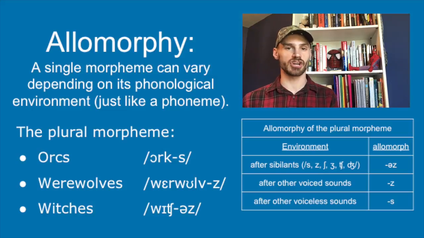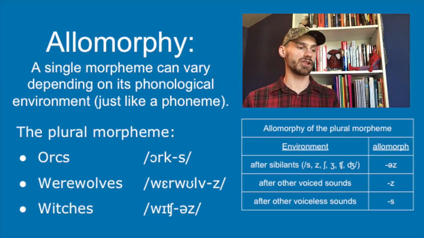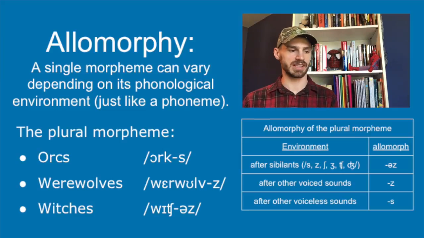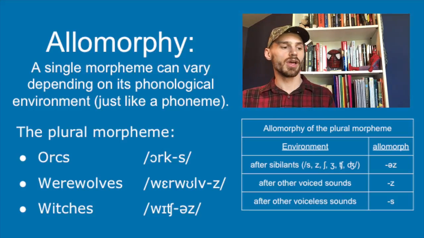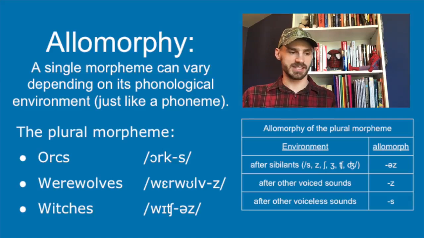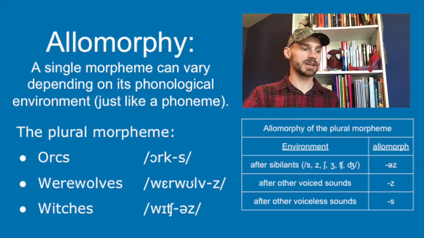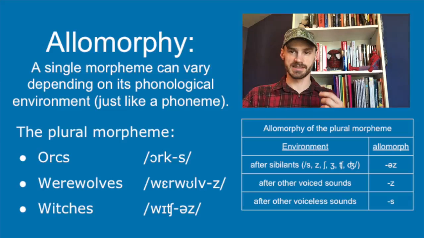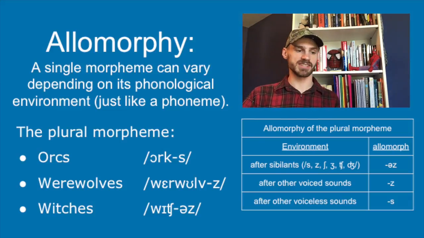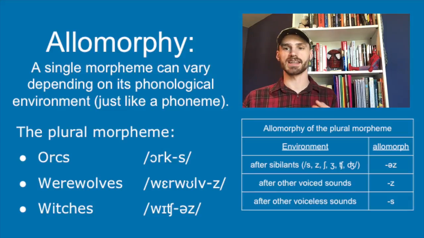Now, taking a look at the chart on the right here, we see that when this morpheme follows a sibilant sound, and we didn't go over this in the phonology, but sibilant is basically a whistling kind of sound that's pronounced with air passing through the teeth, like s, z, sh, zh, ch, or j. When this morpheme follows a sibilant sound, it's going to be pronounced as "uz," as in witches. When it follows another voiced sound, it's going to be pronounced as z. And when it follows a voiceless sound, it's going to be pronounced as s.